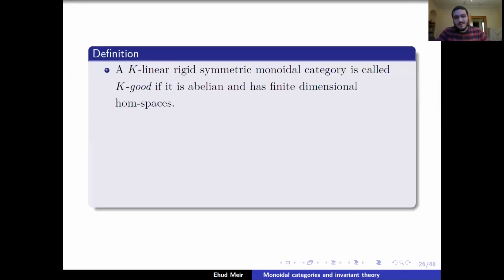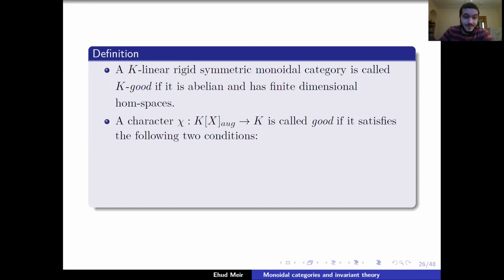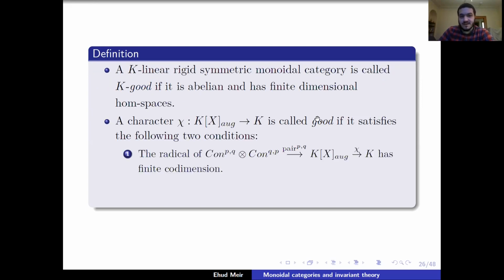Okay. So what do we get now? Here's a definition. A K-linear rigid symmetric monoidal category, which is the type of categories we are interested in, we'll call K-good if it's abelian and has finite dimensional Hom spaces. And now we call a character good if it satisfies the following two conditions. A character from our universal algebra of invariants to K.